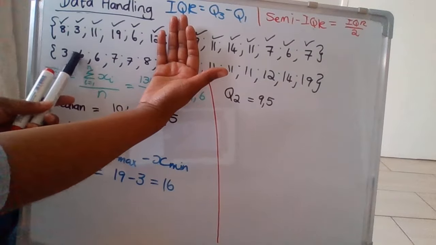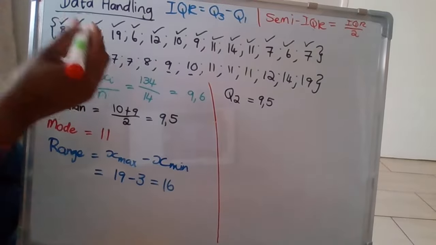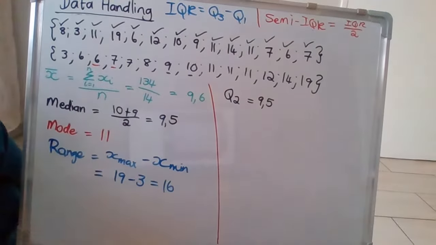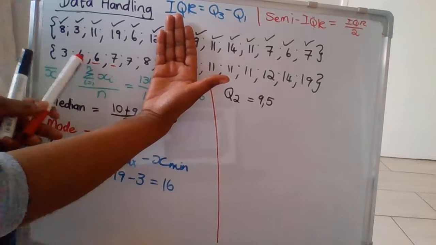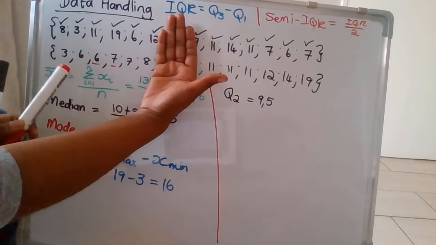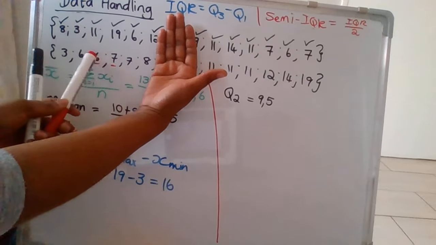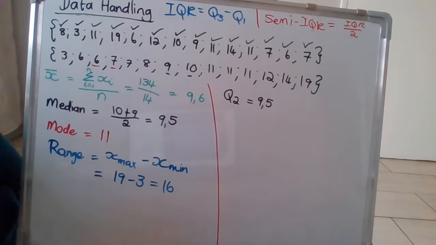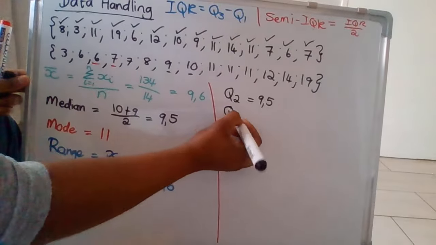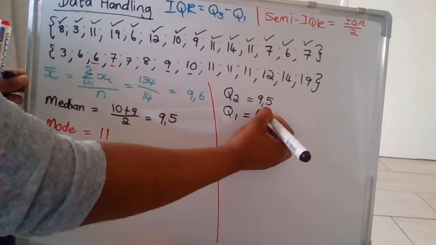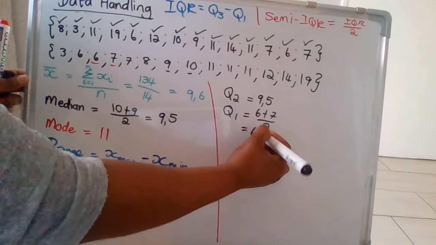So if you look here, my median is between these two here. Look again, I'm covering my median and I must find the median of these 6 values here. The median of those 6 values is the 2 values in the middle, and I find the average between the 2. So therefore here my Q1 is going to be 6 plus 7 divided by 2, which is 6.5.